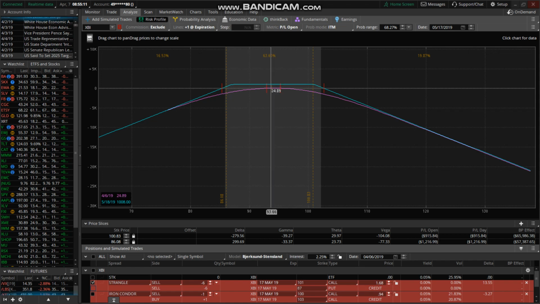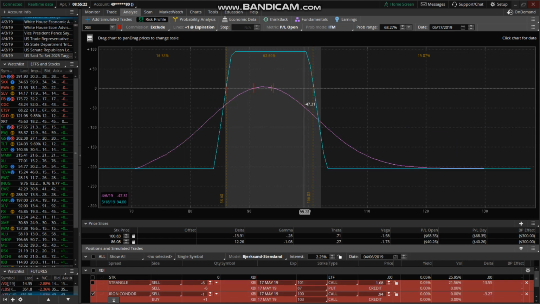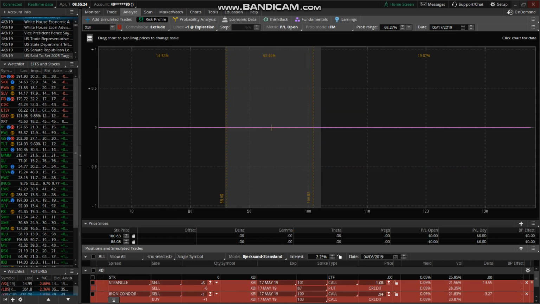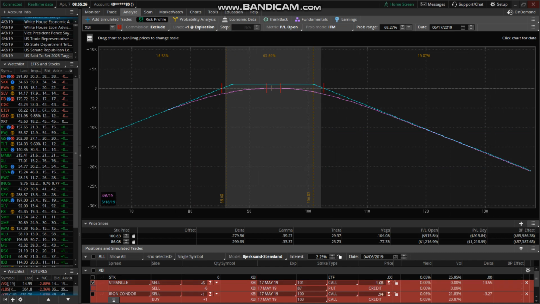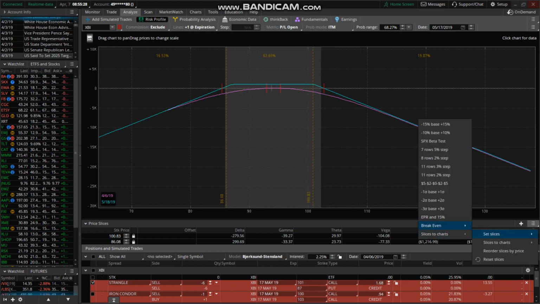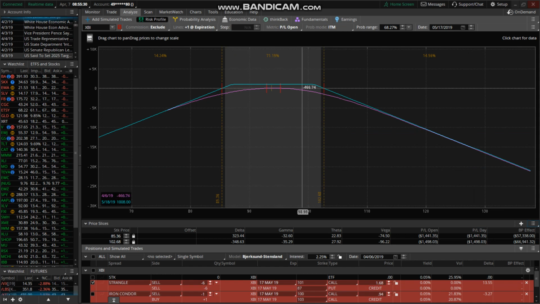So, naked options. But the upside of it is that it increases your probability of success. So you can see here that the break evens moved. For the Iron Condor, where the lines are right now, that's exactly where the break even is. But for the Strangle, you can see that they moved out. So if we go up here and we set the slices to the break even point that is now out there even more, you can see that our probability of success is now higher. So we have a 71% chance of success, which is higher. Also, the amount of premium that we collect is higher, so we make more money off of this.